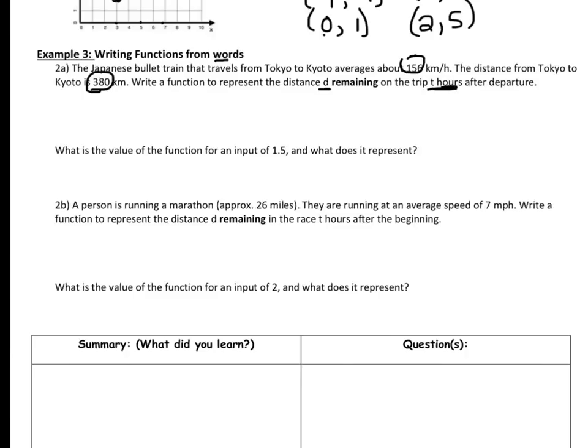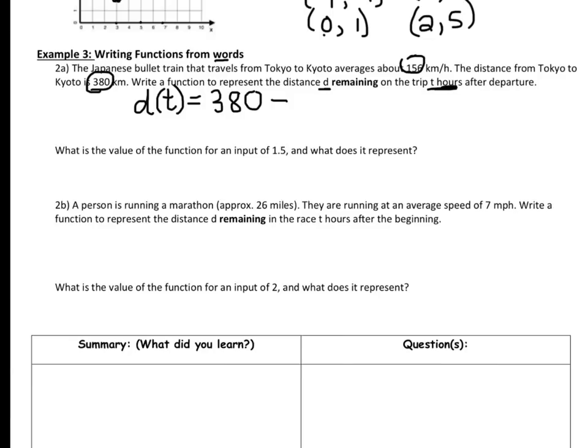Well, once we start the trip, the more time goes by, the fewer miles we have left to go. So the distance remaining depends on how long we've been traveling. So distance is a function of time. So we're going to start off just like that. The distance remaining depends on how long we've been traveling. If we haven't started the trip, we have all 380 miles to go. The distance will decrease, right? We're trying to find what's left the longer we are on the trip.